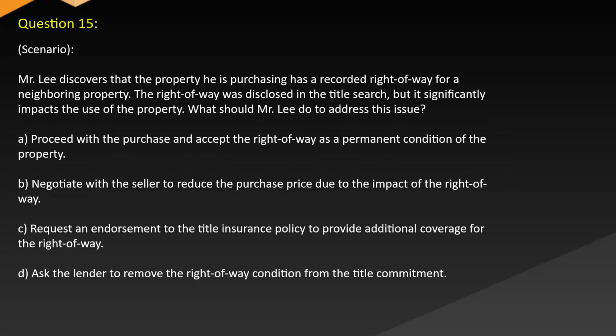Question 15 scenario. Mr. Lee discovers that the property he is purchasing has a recorded right-of-way for a neighboring property. The right-of-way was disclosed in the title search, but it significantly impacts the use of the property. What should Mr. Lee do to address this issue? A. Proceed with the purchase and accept the right-of-way as a permanent condition of the property. B. Negotiate with the seller to reduce the purchase price due to the impact of the right-of-way. C. Request an endorsement to the title insurance policy to provide additional coverage for the right-of-way. D. Ask the lender to remove the right-of-way condition from the title commitment.